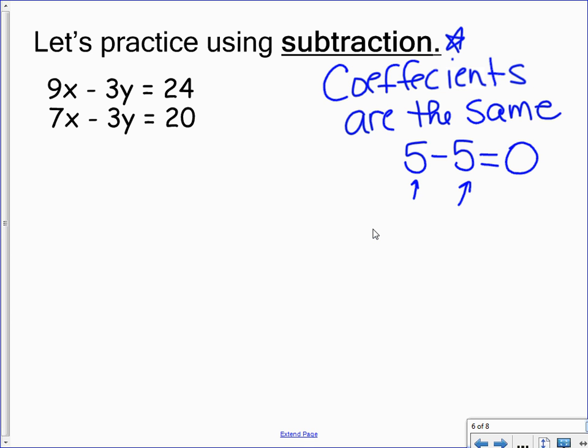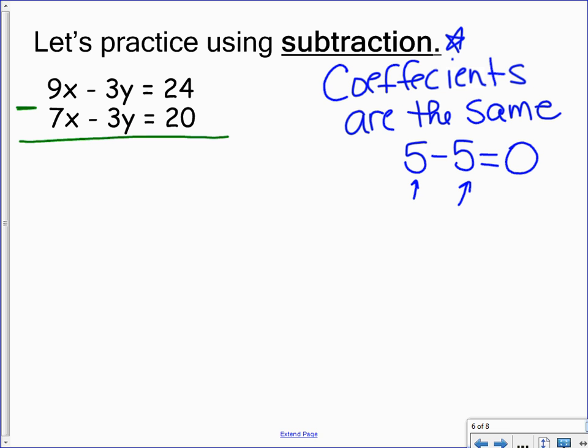Therefore, we are ready to try 9x minus 3y equals 24, and 7x minus 3y equals 20. Now, remember, we're going to follow those same steps. Write it in standard form. Eliminate a variable. Solve for that variable and substitute in to find the other one. So, here's what I like to do. I like to put a big subtraction sign out front.